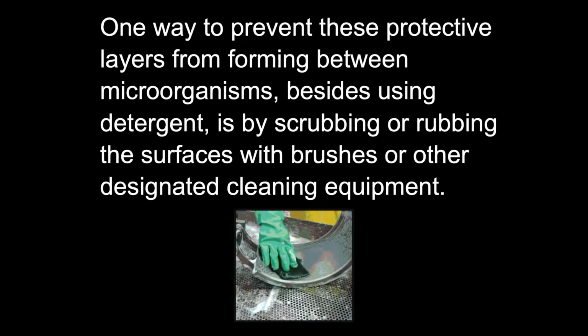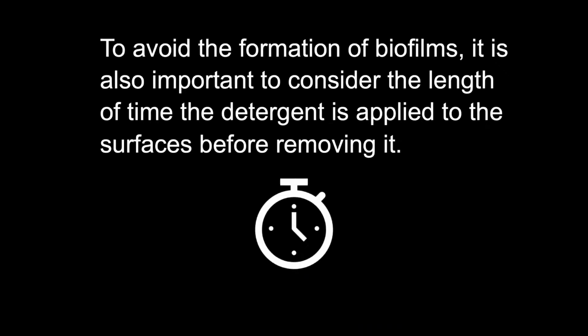One way to prevent these protective layers from forming between microorganisms, besides using detergent, is by scrubbing or rubbing the surfaces with brushes or other designated cleaning equipment. To avoid the formation of biofilms, it is also important to consider the length of time the detergent is applied to the surfaces before removing it.